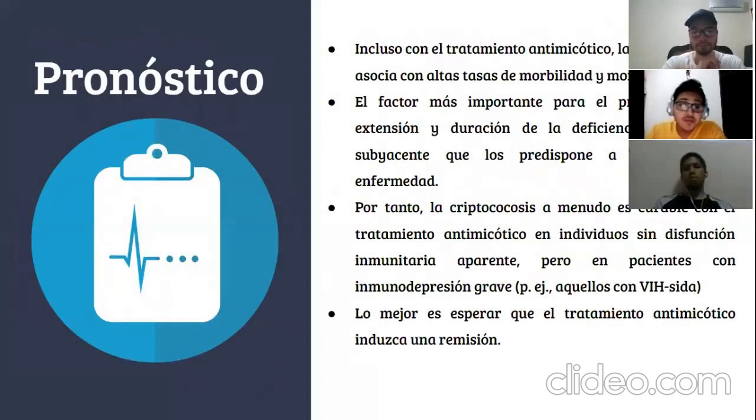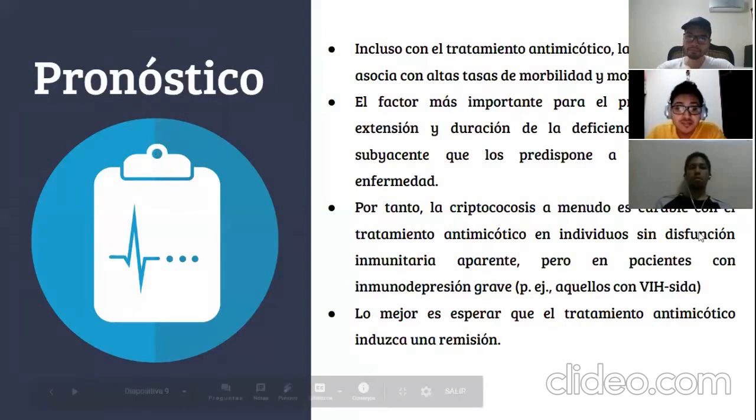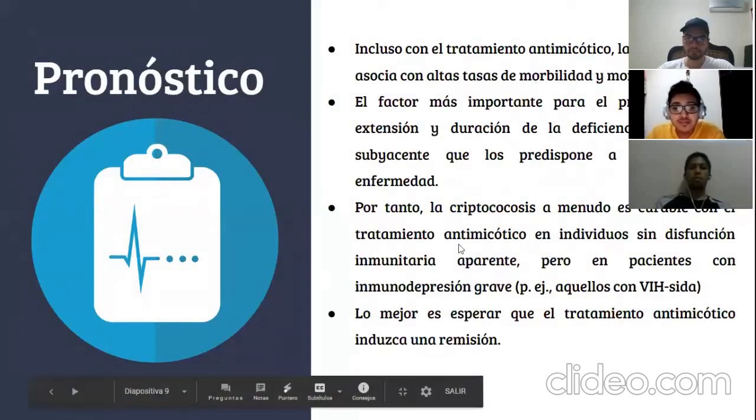Prognosis. Even with antifungal treatment, cryptococcosis is associated with high morbidity and high mortality rates. The most important factor for prognosis is the extent and duration of the underlying immune deficiency that predisposes them to develop the disease. Thus, cryptococcosis is often curable with antifungal therapy in individuals with no apparent immune dysfunction, but in patients with severe immunosuppression, for example HIV, it is best to expect antifungal therapy to induce remission.